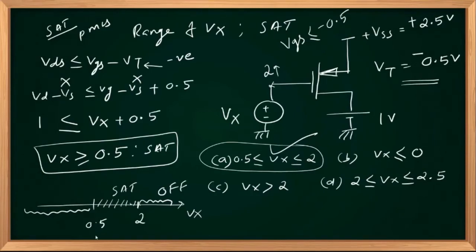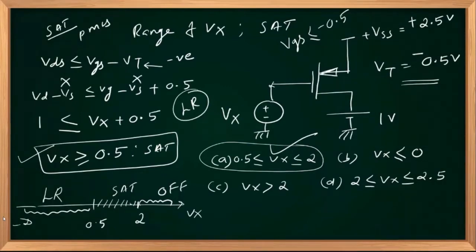Vx less than 0.5 implies it is in a linear region, right? So if you are decreasing your Vx, the transistor is always in on state. On state with this condition not satisfied, so that is in which mode? Linear mode. Up to minus infinity, it is in linear mode. It will not change. So the maximum value of Vx that ensures saturation is 2 volts.